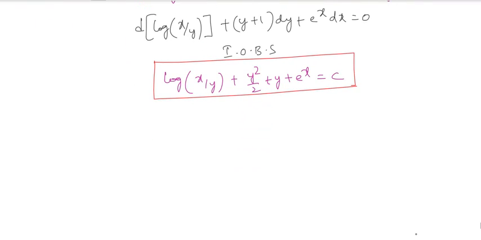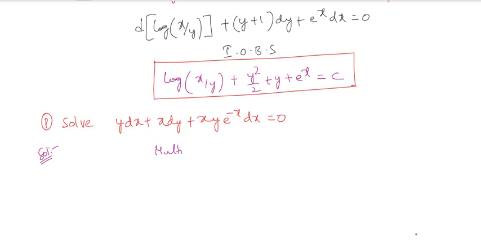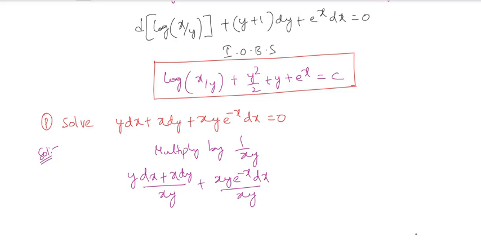Let me take one more last problem based upon that. So solve y dx plus x dy plus xy e to the power of minus x into dx, which is equivalent to 0. So now what I have to do, see, check the given equation. Again xy will be there, so you will multiply that by 1 by xy. So do that: (y dx plus x dy) by xy plus xy e to the power of minus x into dx by xy, which is equivalent to 0.